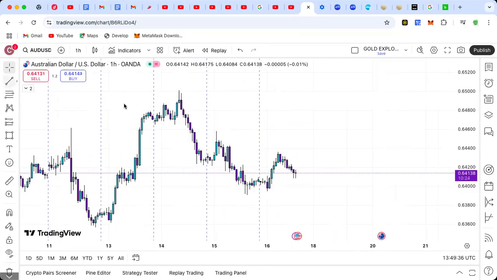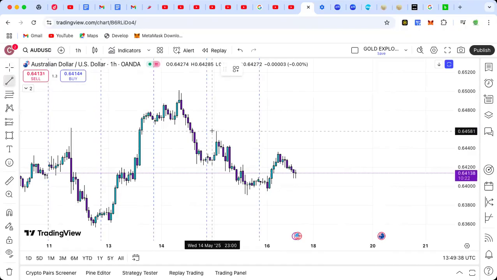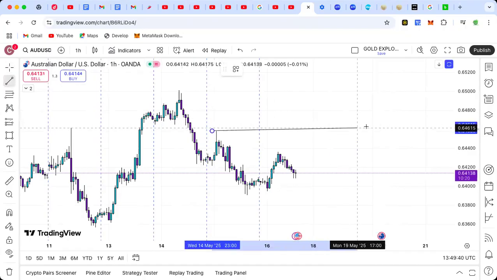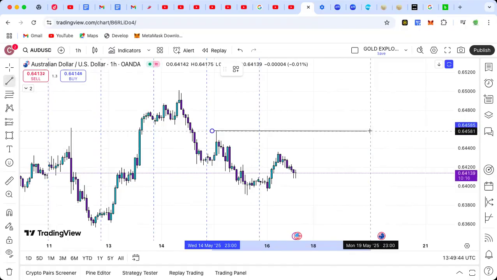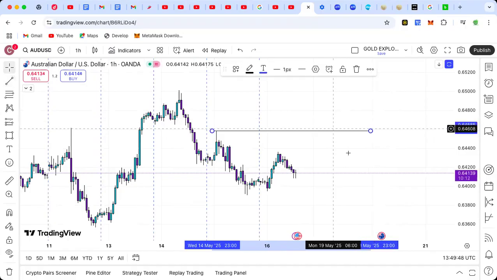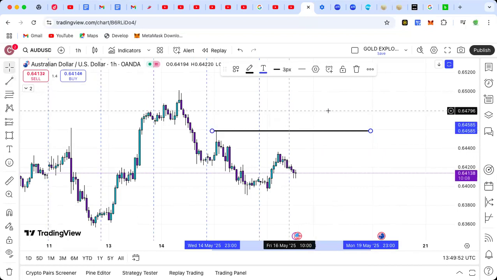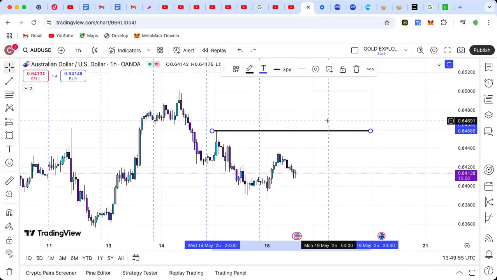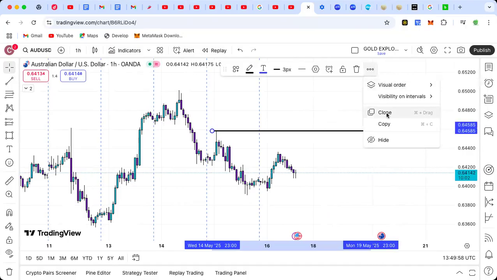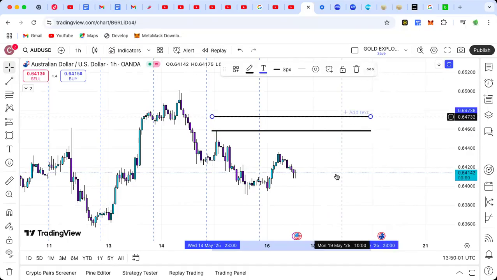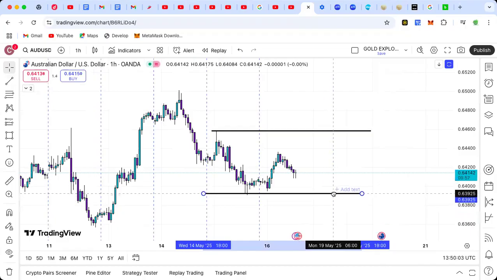First, I say you should check the previous day high. So you mark it out. I always increase the thickness of the previous day high and low. So I'm going to clone it just to take this to the previous day low. So look at the previous day low.